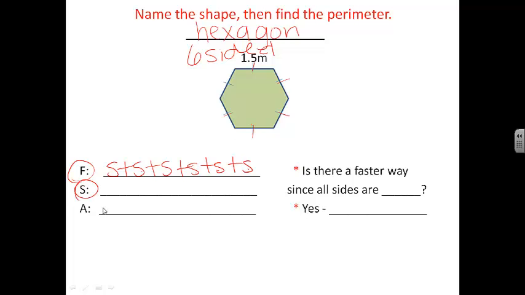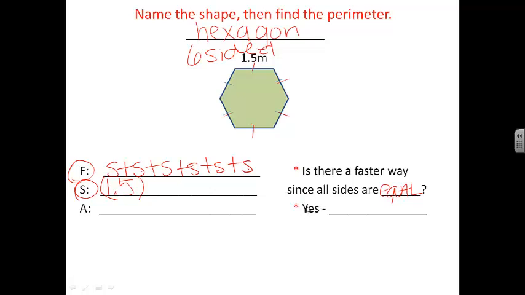Okay, we're going to substitute or plug in. Well, since I have 1 tick mark on each of my sides, that means each side is going to be 1.5. Okay? Now I'm putting parentheses around it because I'm going to show you a faster way than adding 1.5 6 times, which if you would like to do that, you are more than welcome. But is there a faster way since all the sides are equal? Okay, that's our question. Yes.